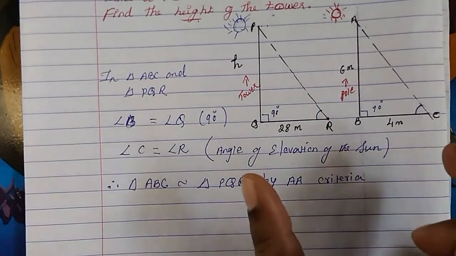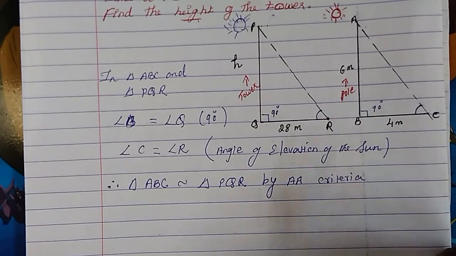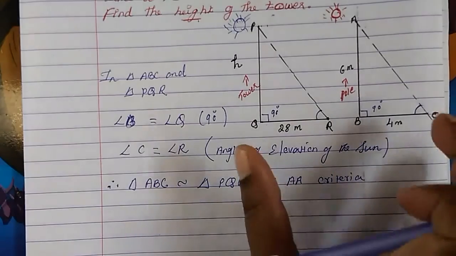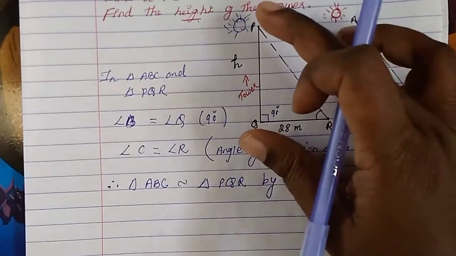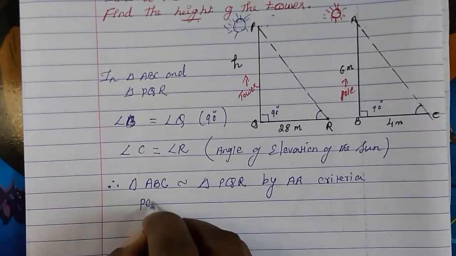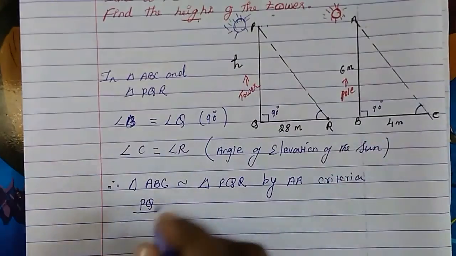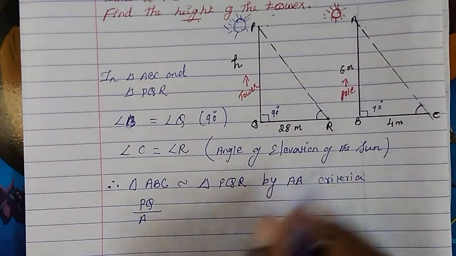If both the triangles are similar, then the ratios of the sides will also be equal, because that is the condition for similarity. Angles will be equal and the ratios of the sides will also be equal. So if both are similar, then the ratios of the sides will be equal. So PQ upon this side, height and height, PQ upon AB.